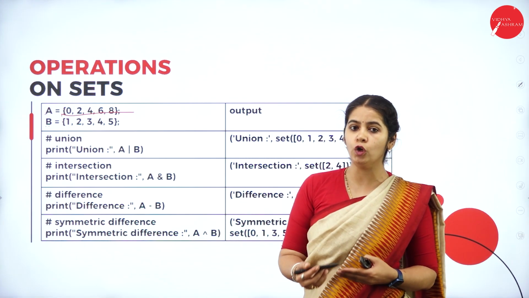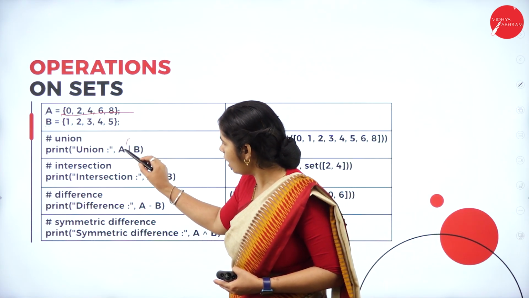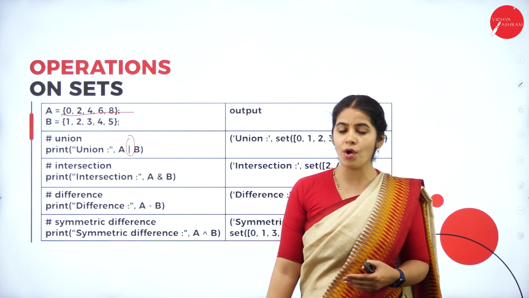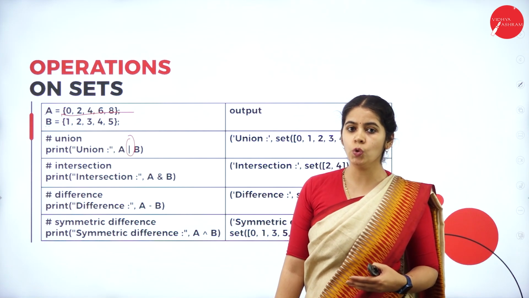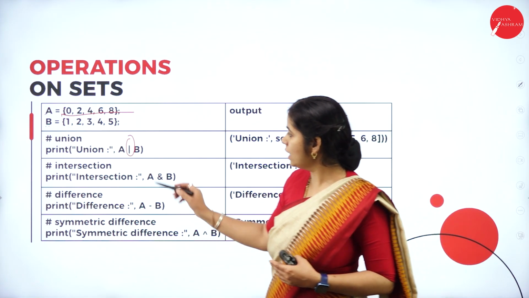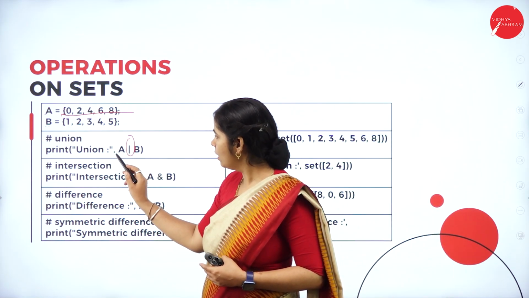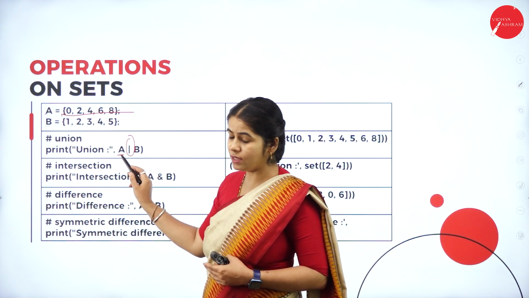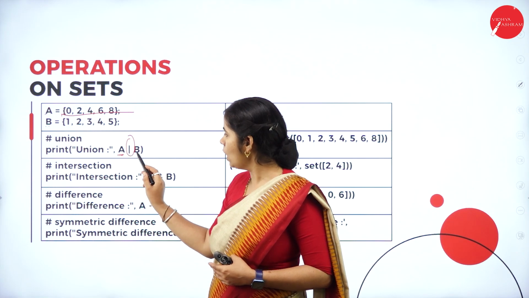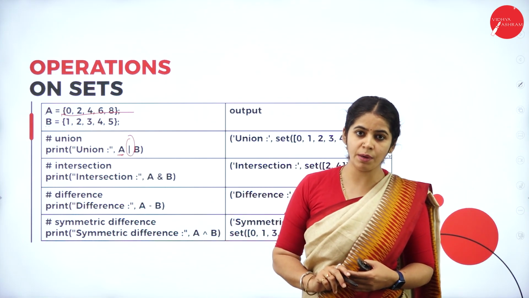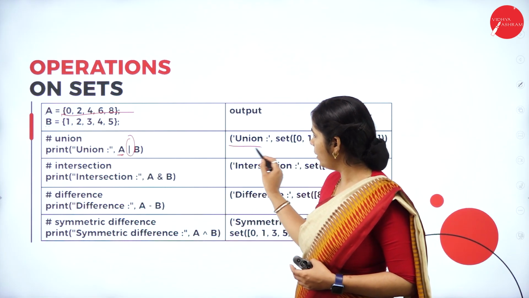How are we going to do the union operation? By using the logical OR operator. We are using the union operation on this. It tells the programmer or the interpreter that I have to combine the elements which are there in set A with the elements which are there in set B. So this would be the output.